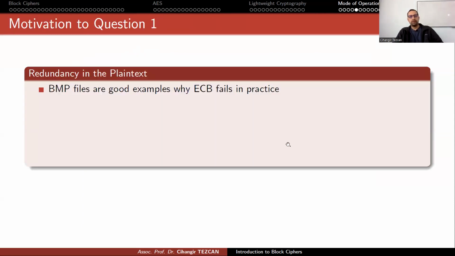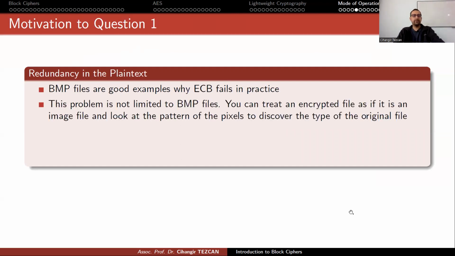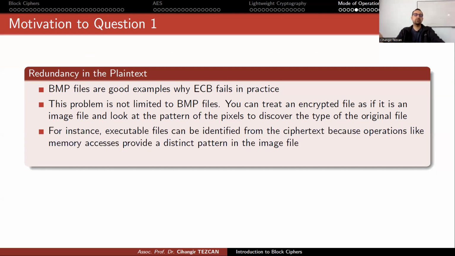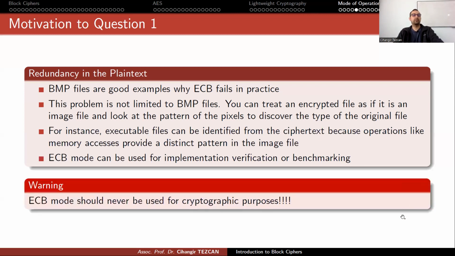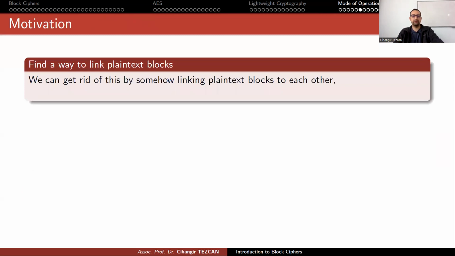Okay. So BMP files are good examples of why ECB fails in practice. This problem is not limited to BMP files. You can treat an encrypted file as if it is an image file and look at the pattern of the pixels to discover the type of the original file. For instance, executable files can be identified from the ciphertext because operations like memory accesses provide a distinct pattern in the image file. ECB mode can be used for implementation verification or benchmarking, but the warning is that ECB mode should never be used for cryptographic purposes. Again, this is important and not many people know this.